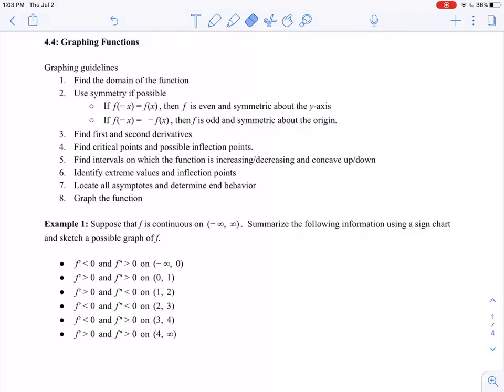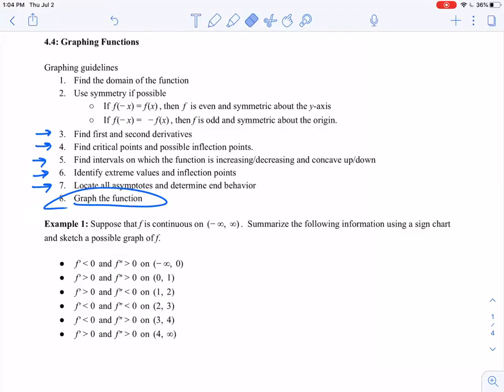But other parts of this we have seen plenty of. We found our first and second derivatives. We found critical points and possible inflection points. Finding intervals where your function is increasing and decreasing and concave up and concave down. Local extreme values and inflection points. Finding asymptotes. We may not have done asymptotes in a long time, but we talked about those in chapter 2. Same thing with determining end behavior. And then this is really the new step: graphing the function. It's putting all of this together at the end in a way that makes sense.